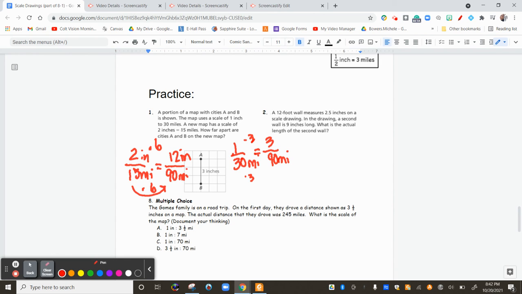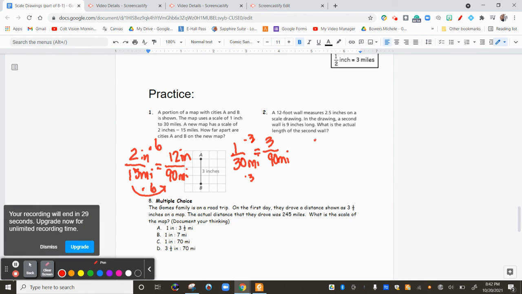So that was kind of confusing because there was one scale and they had to change it. Number 2 says a 12-foot tall wall measures 2.5 inches on the scale drawing. So 2.5 inches is 12 feet in real life. If the other is 9 inches, then how would you find the real length? Go ahead and set up this proportion and solve it. And you can always check your answers later.